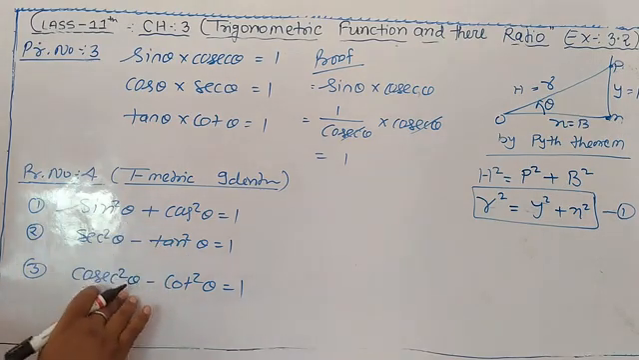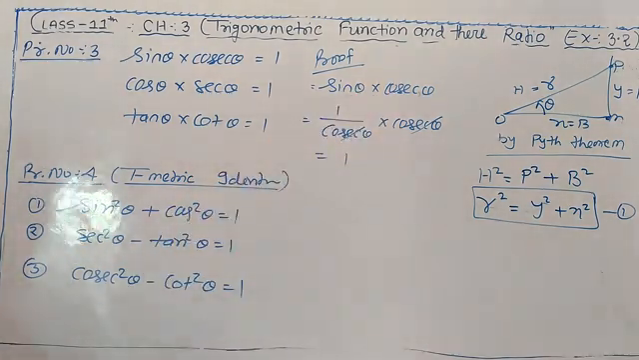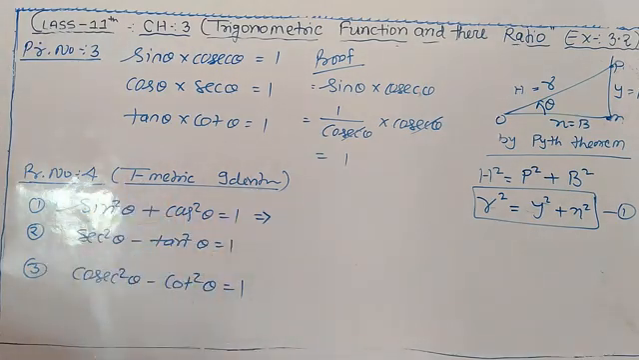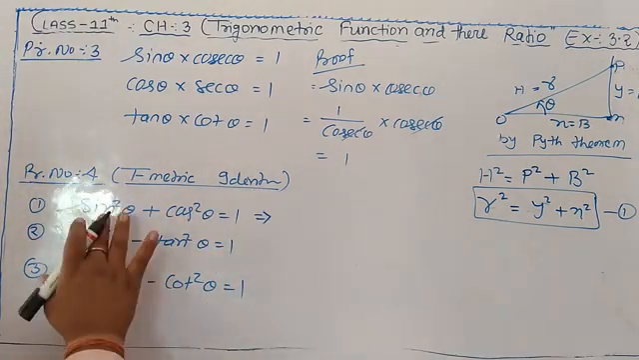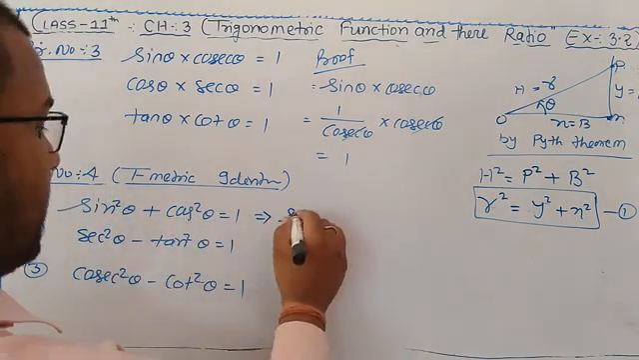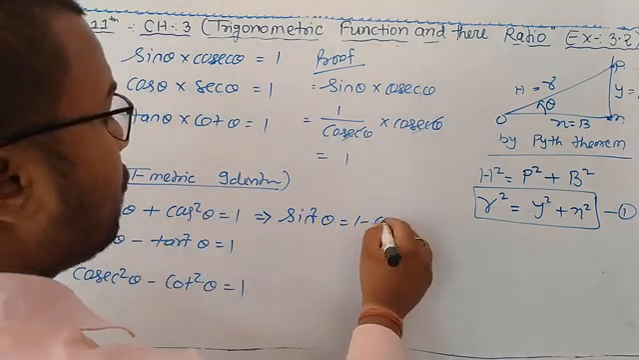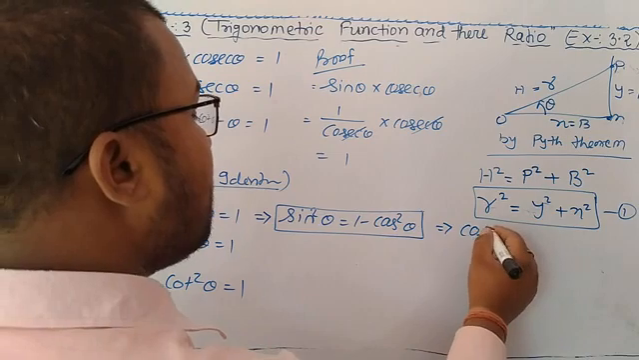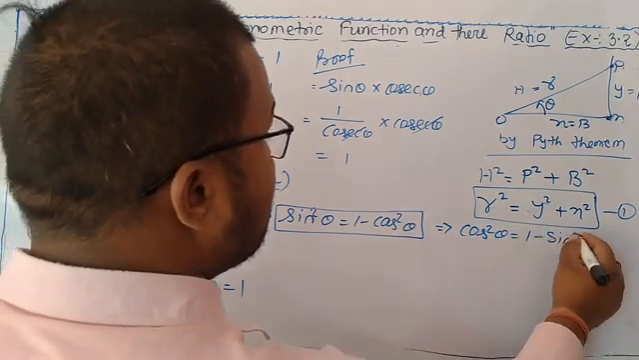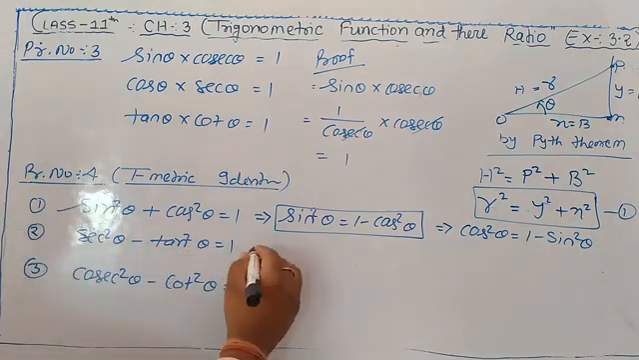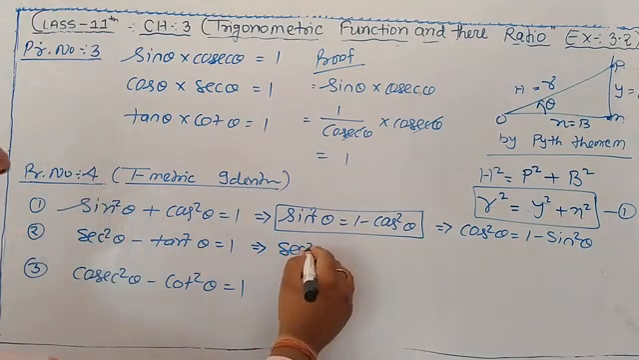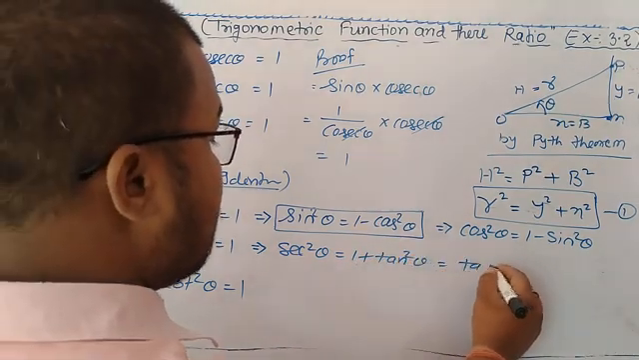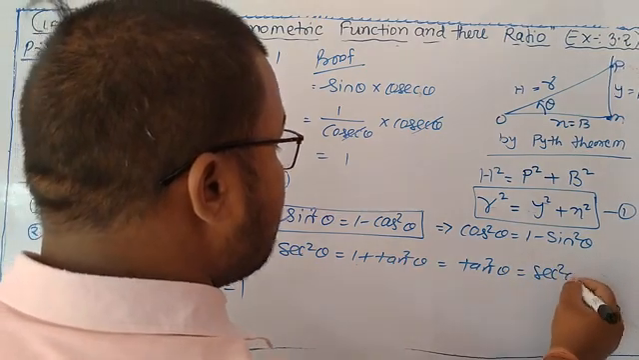These three trigonometrical identities are related to exercise 3.2. Very important identities. These three identities also define the other two identities each. Sin square theta plus cos square theta is equal to 1, then sin square theta is equal to 1 minus cos square theta, and cos square theta is equal to 1 minus sin square theta. Second, sec square theta is equal to 1 plus tan square theta, and tan square theta is equal to sec square theta minus 1.